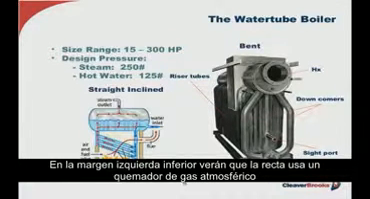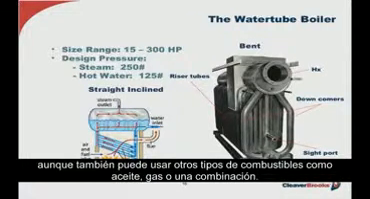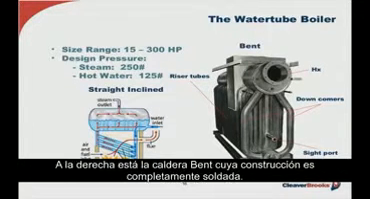Now, looking at the image on the lower left-hand side, you find the straight incline type using an atmospheric gas burner. But these can also be equipped with power burners burning oil, gas, or a combination. And then on the right, you see a bent water tube pressure vessel with all welded steel construction.